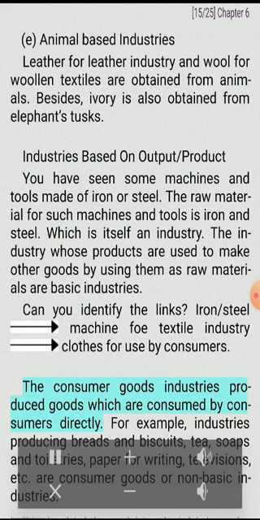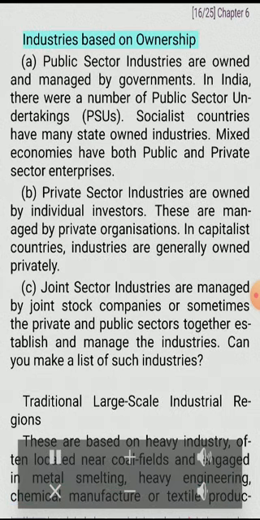The consumer goods industries produce goods which are consumed by consumers directly. For example, industries producing breads and biscuits, tea, soaps and toiletries, paper for writing, televisions, etc. Consumer goods are non-basic industries.